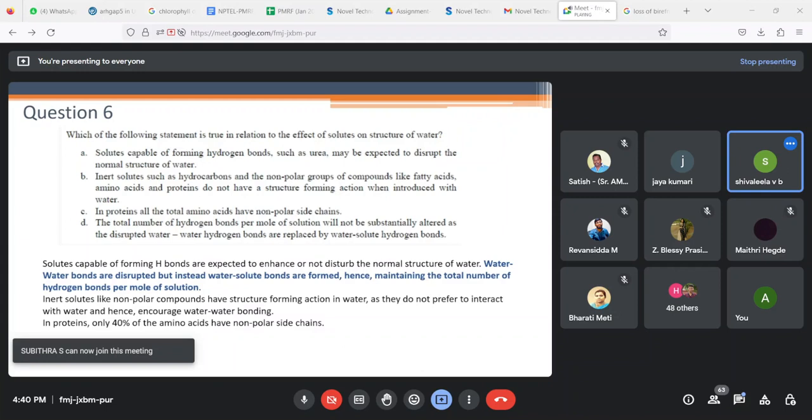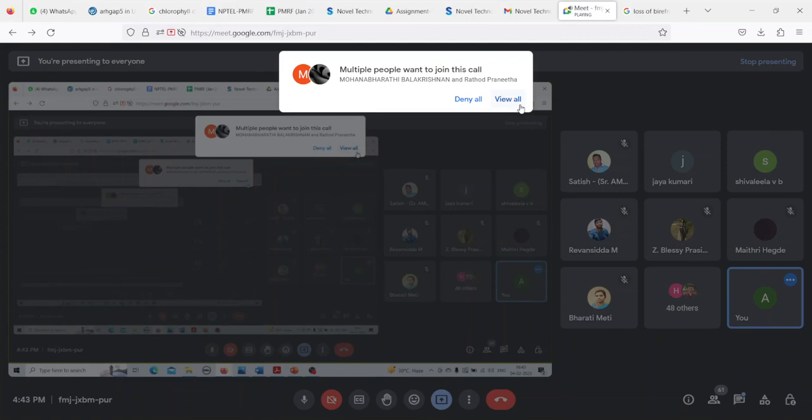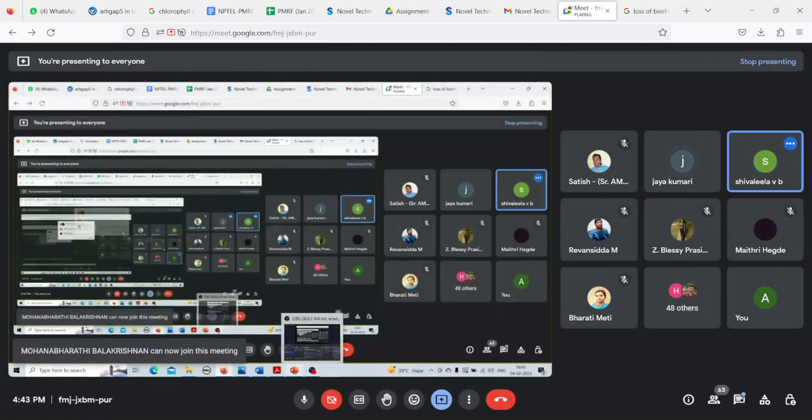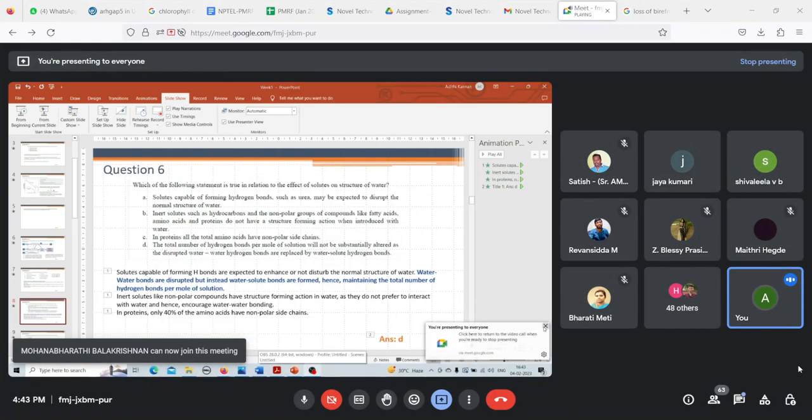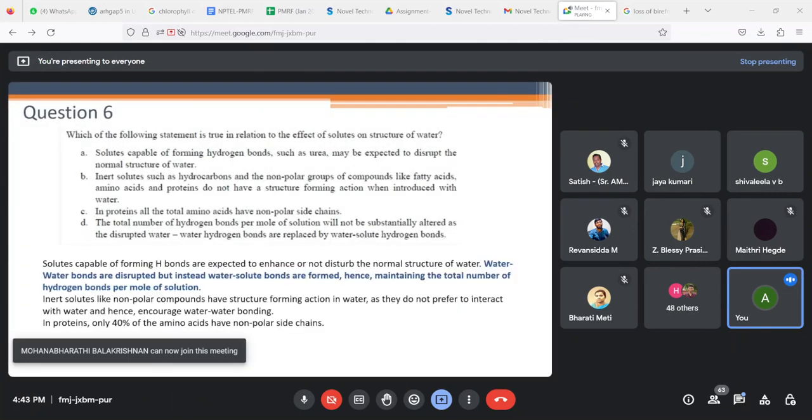And C is also wrong, because only 40% of the amino acids have non-polar side chains. There are some polar amino acids that have charged groups, charged side chains as well. So not all amino acids are non-polar. Okay. Is this clear, or do you want me to repeat this part again? Okay, so the answer to this question is option D. D is the only statement that is true. Rest of the statements are false.